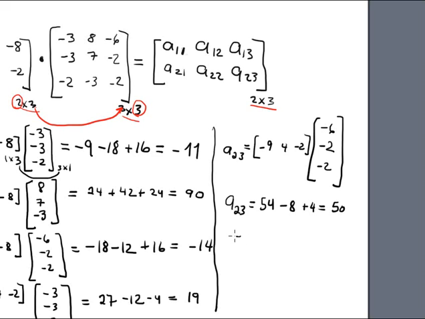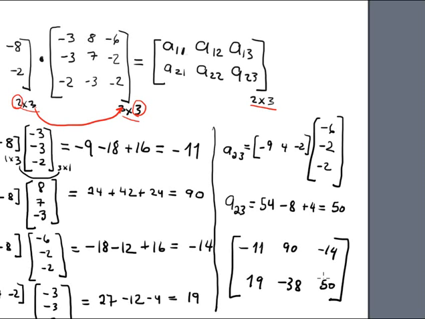Okay, this is now the final answer. The matrix is negative 11, 90, negative 14, 19, negative 38, and 50. And this is the answer.